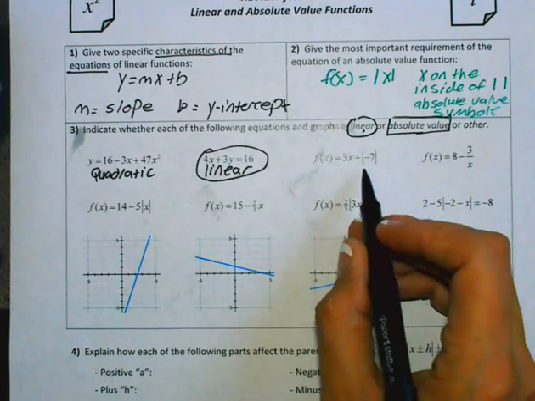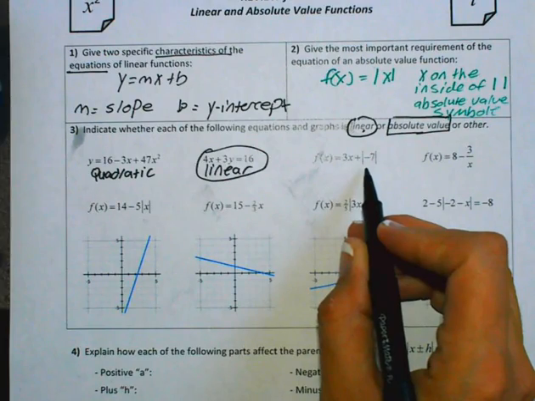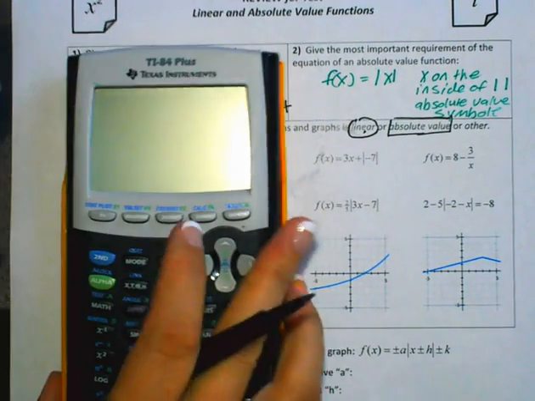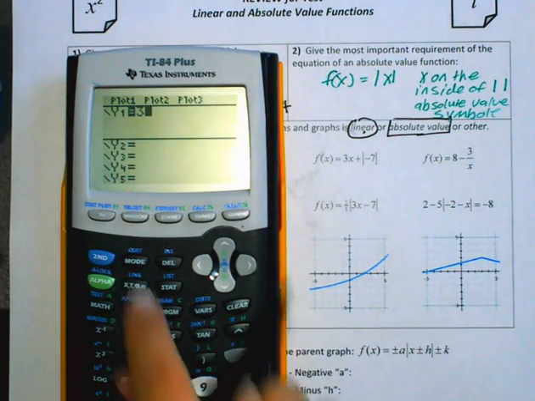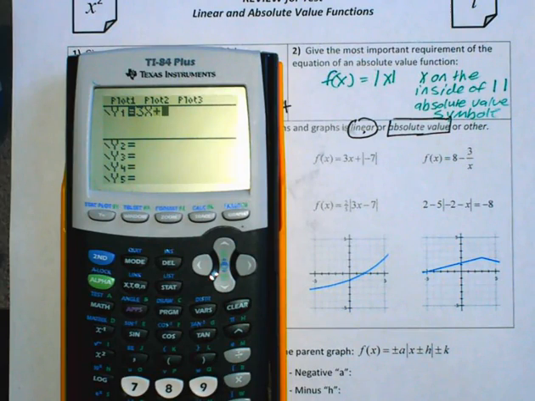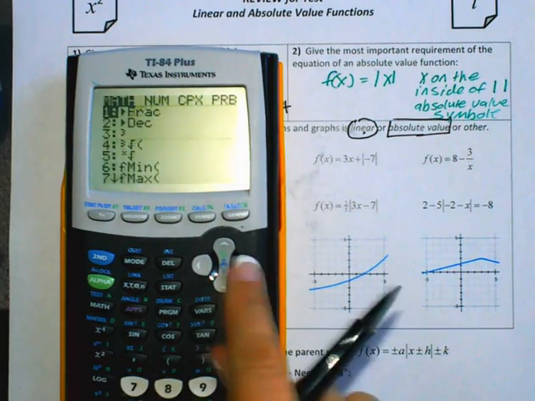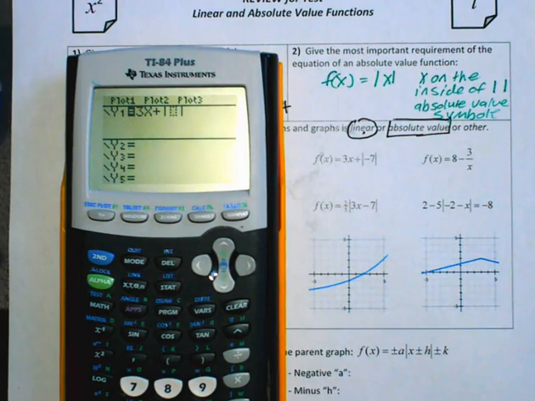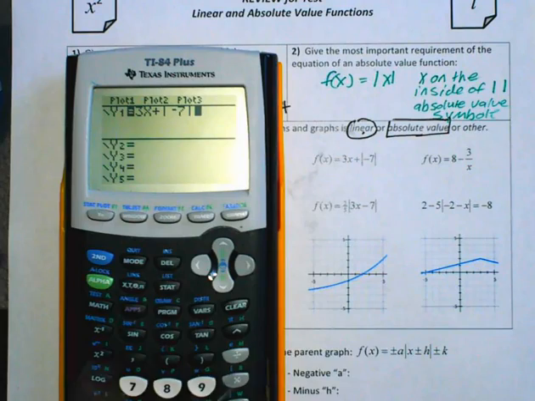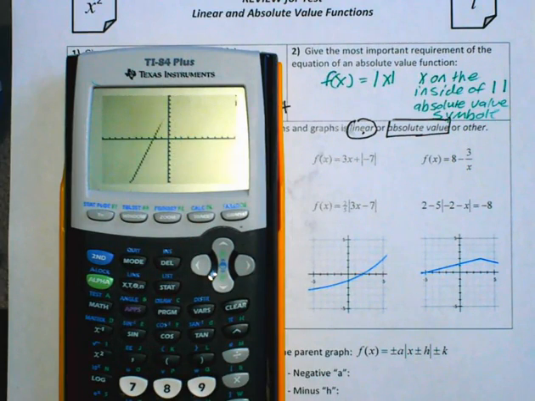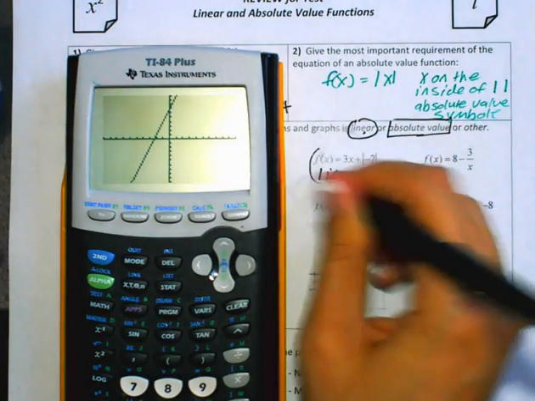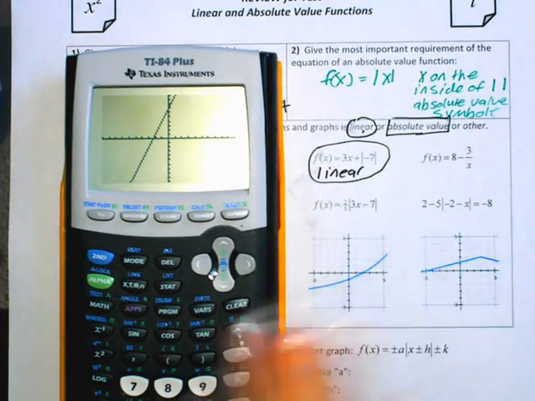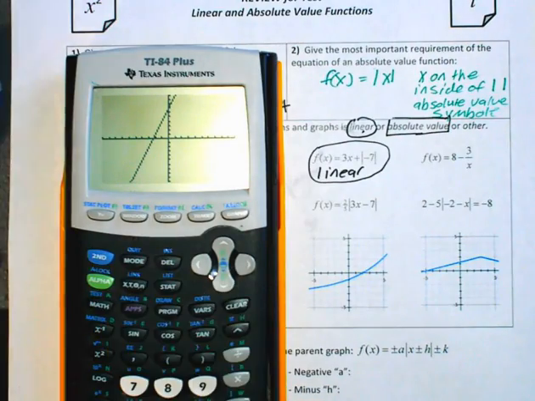Okay, now this is trying to trick you. This looks like an absolute value function. But I want you to put this in the calculator just to see. So I'm going to go into y equals, and I'm going to put 3x plus the absolute value, you go to math and over to num, press enter, of -7. Arrow out, to zoom 6, so I have the proper viewing window, and you see that is not an absolute value, that is actually a linear function. I'm going to circle that. So again, if you're unsure, please make sure that you plug it into the calculator.